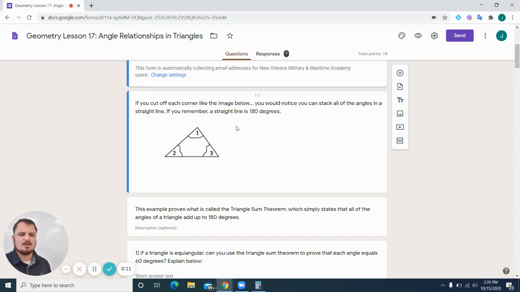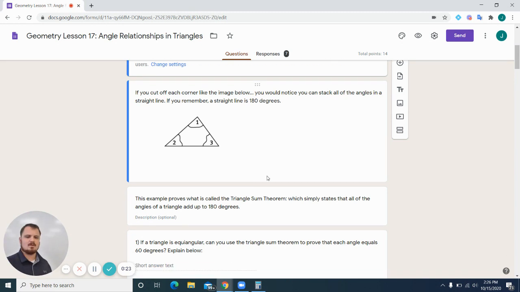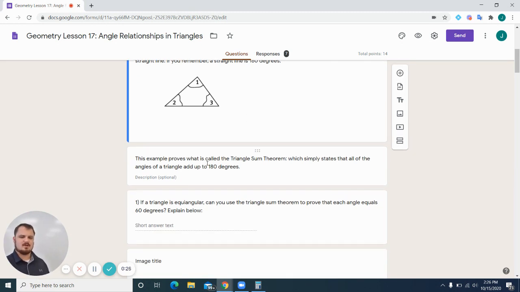If we were in the class, I would have you actually do this and see how it works. But if you take a triangle and cut off all of the angles and then fit them all together, you end up making a straight line. And if you remember that a straight line is a total of 180 degrees, that concept proves for us the triangle sum theorem, which states that all three angles in a triangle have to add up to 180.